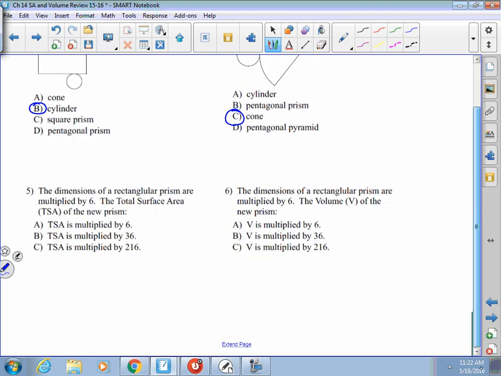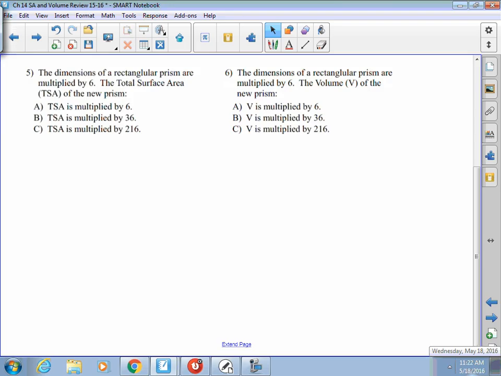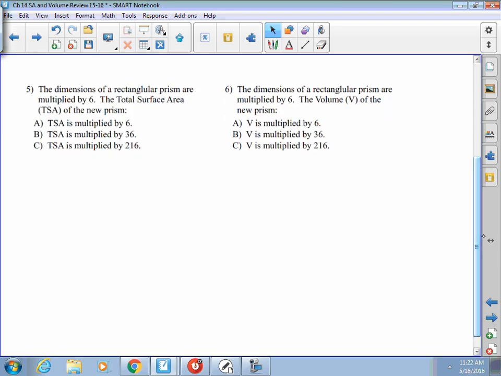Now, 5 and 6 are dealing with what we just did about that table, memorizing the rule and what happens to scale factor. So the dimensions of a rectangle prism are multiplied by 6. The total surface area of the new pyramid is, what do we do to that scale factor? We square it for area, so the answer would be B, multiplied by 36.